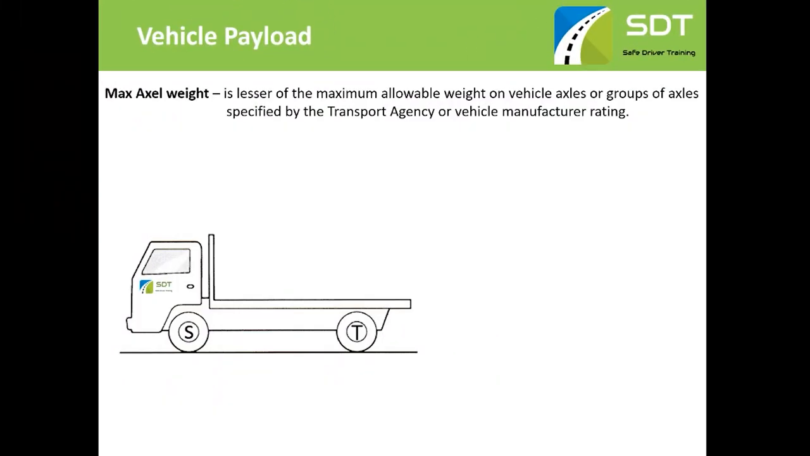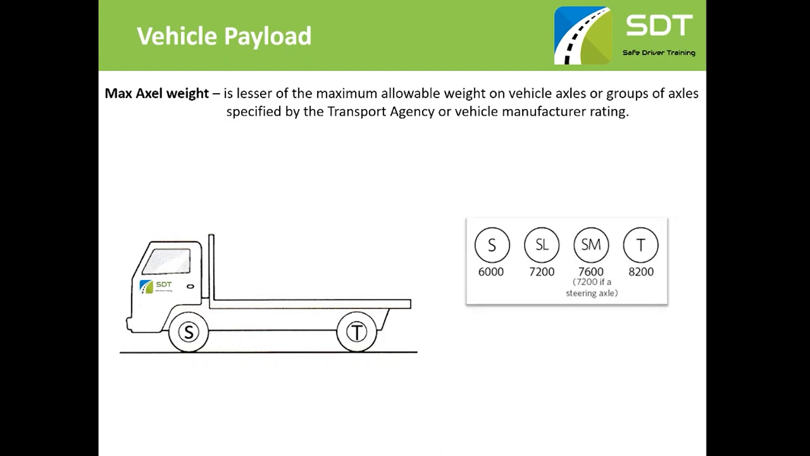Using this section of the road code, we can define our truck axles and find out the maximum axle weights. In this example, the front axle of this truck is a single standard axle. According to the NZTA rating, the single standard axle is rated to 6,000 kgs. The rear axle is a twin-tyred axle, and according to this table, the maximum weight this axle can carry is 8,200 kilograms. The maximum weights defined by the manufacturer of the vehicle can be found on the second page of the certificate of loading of the truck.